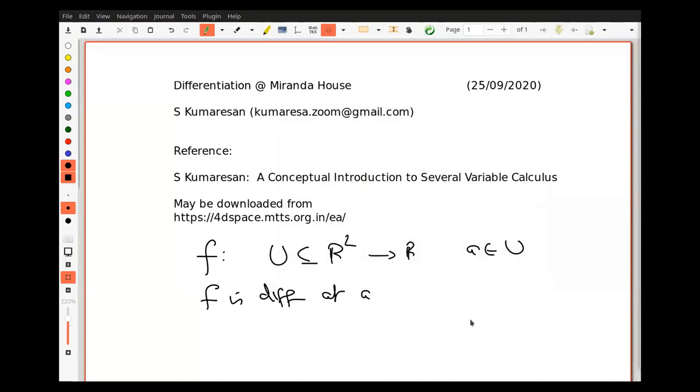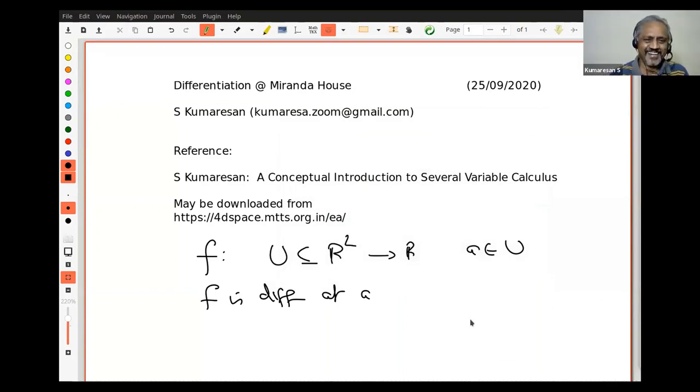So let us quickly recall what we did yesterday. I had a function f from a subset U in R2 to R, and A is a point in U. I wanted to say f is differentiable at A. The screen is not being shared. Yes, you are right, I forgot. Look at this article I talked about. Anyway, I will be sending the PDF file, so there is no need for you to write that down.